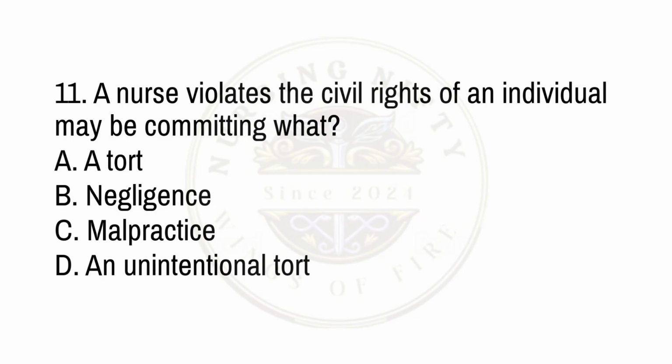Tort. So violating civil rights constitutes a tort, which is a civil wrong causing harm to someone. So negligence and malpractice refer to professional misconduct. An unintentional tort involves causing harm without any intention.